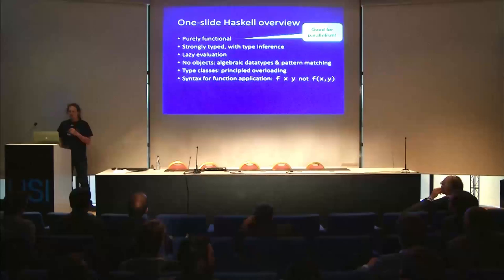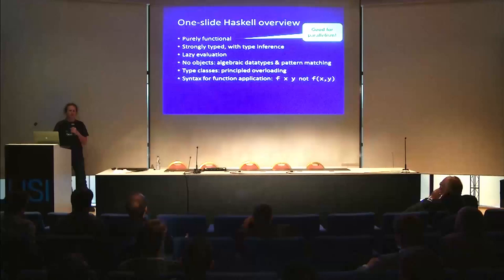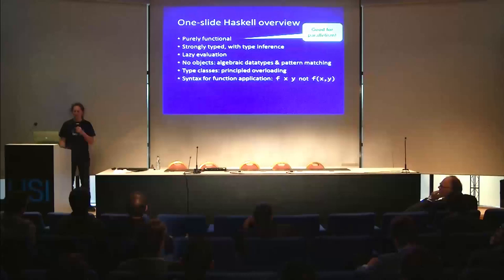Haskell is a strongly typed programming language, so that means you can't get any memory errors, you can't get any crashes at runtime. Once the program has passed the type checker, it's safe. But unlike some other programming languages that have strong type safety, Haskell has type inference. So you don't have to write types if you don't want to. On the other hand, we like to write types on top-level functions because it's good documentation.